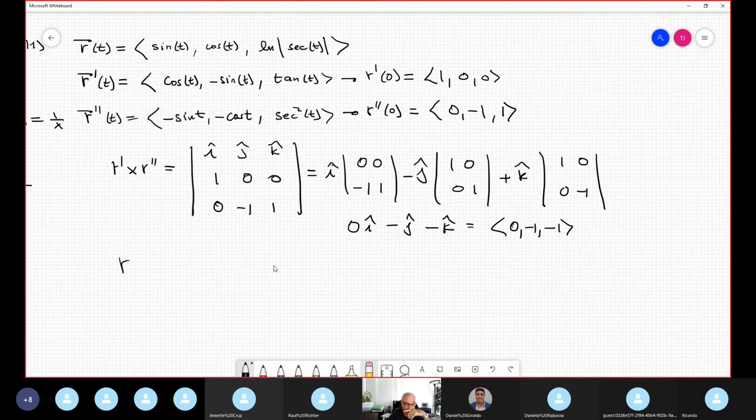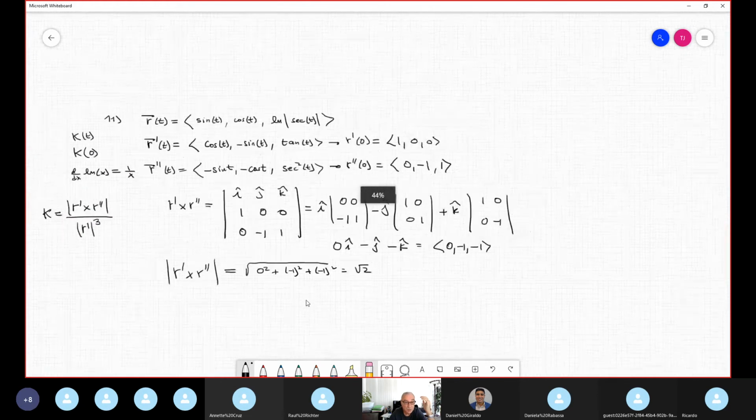But the magnitude of this, it's obvious that the magnitude is the square root of 0 squared plus negative 1 squared plus negative 1 squared. Well, it's radical 2. And that's it, no. I need to find now the magnitude of the velocity we have here. Look, the magnitude of the velocity at 0, of course, is 1. It's obvious because we have only one component. And 1 raised to the cubic power is 1.